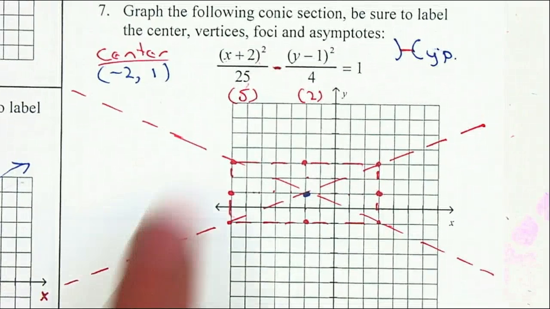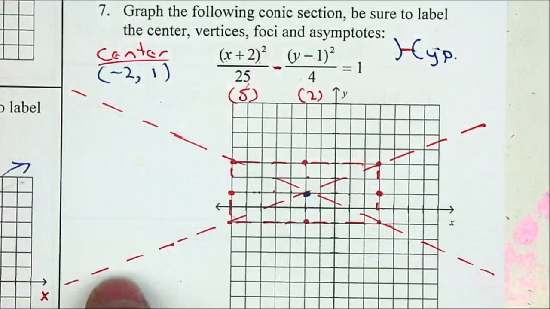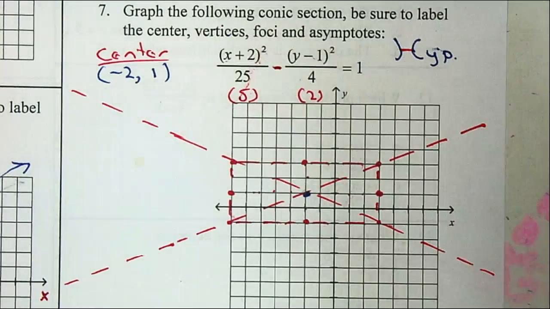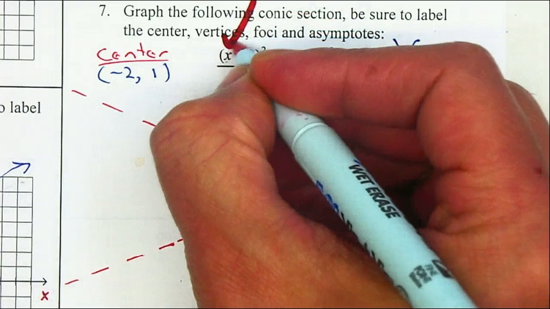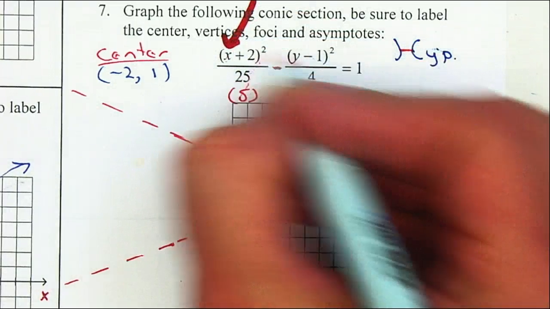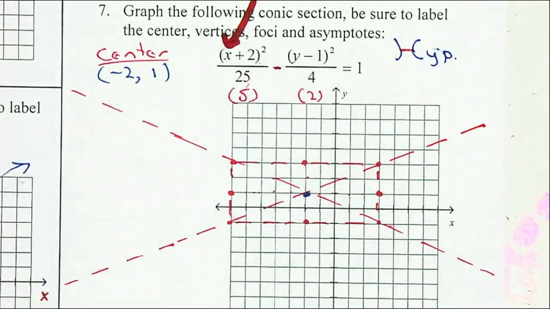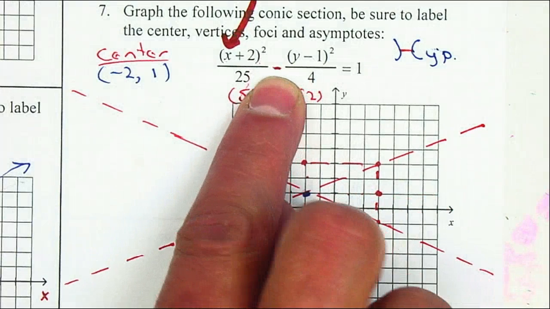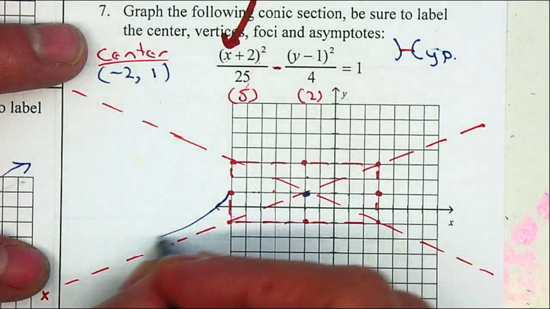Now, I need to decide if my hyperbola is going sideways or if it's going up and down. You just need to say which one's first. In this case, whether the X or the Y, the X squared is first. Basically, that's the one that's positive. So your hyperbola will be facing sideways. If the Y is first, or if the Y is positive, in this case it's negative, then it will be going up and down.